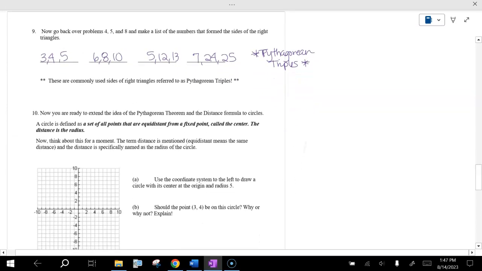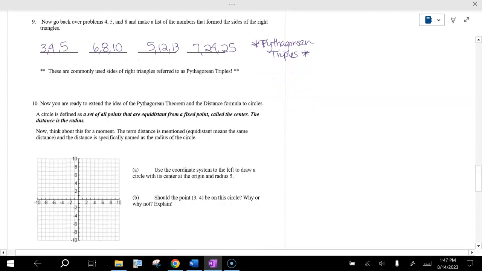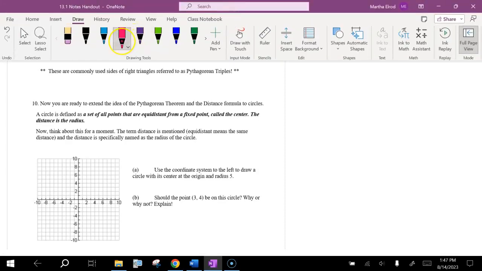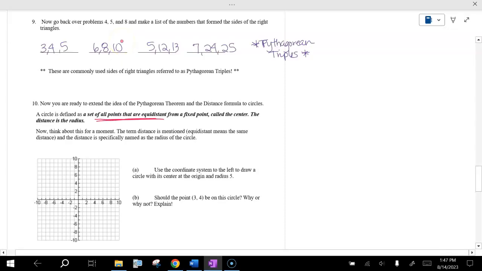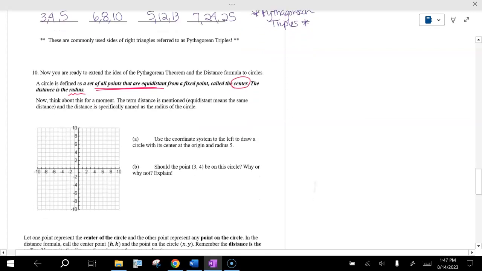So now let's take a look at how the distance formula applies to circles. A circle is actually defined as the set of all points that are equidistant, equal distance, from a fixed point, and the fixed point is the center. And the distance from the center to a point on the circle is called the radius. We're familiar with that. So now we're going to use our knowledge of the distance formula to come up with the equation of a circle.